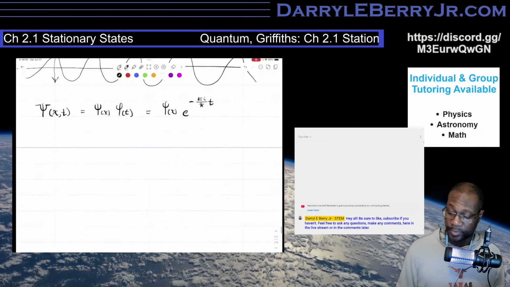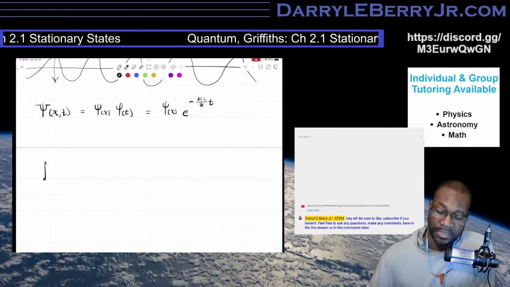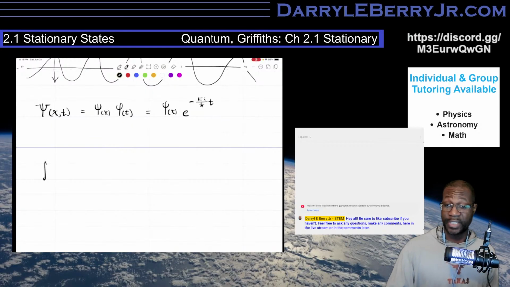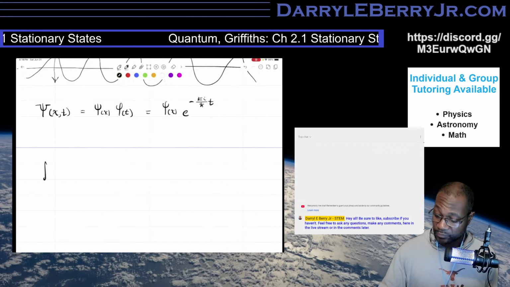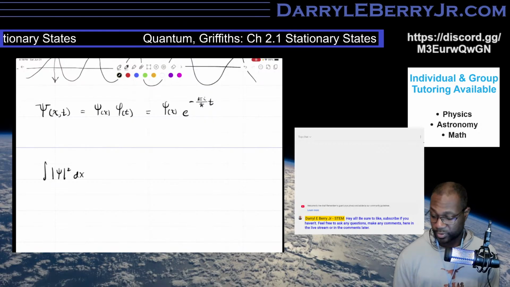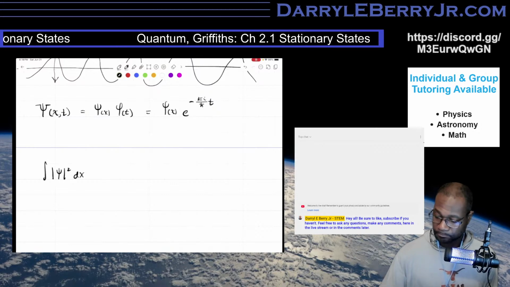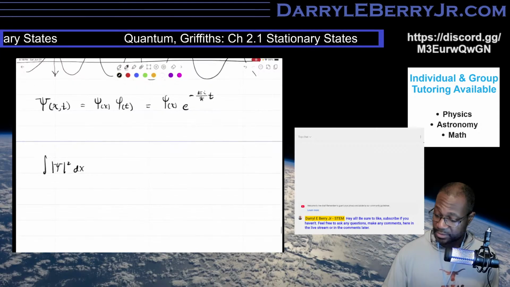And what we can do is utilize what we did a few videos ago, when we got the normalization for the equation. So we want to get the normalization, or just the probability density, really. We would do that, and let's see what happens when we plug this in.